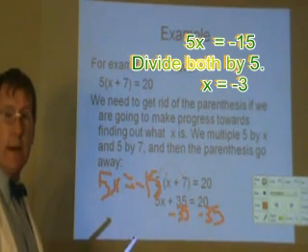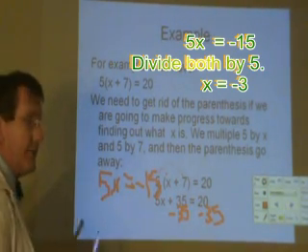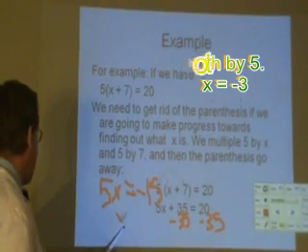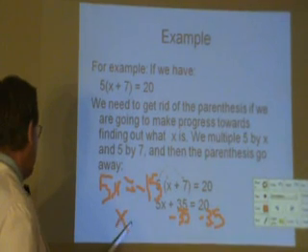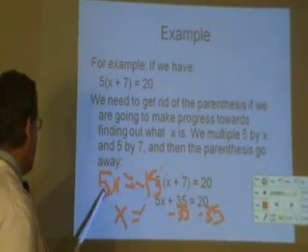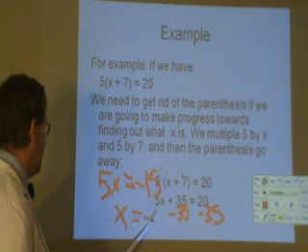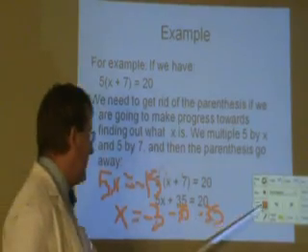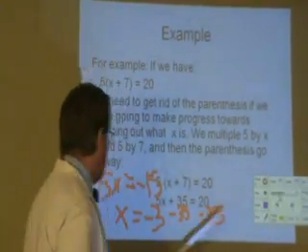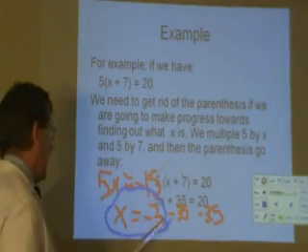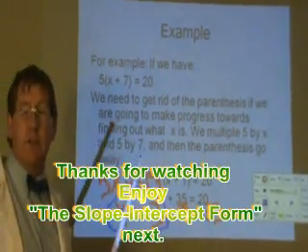Now in order to get x by itself, I would have to divide by 5 on both sides. That would give me x equal to negative 15 divided by a positive 5, which is negative 3. So you see, in this way, we can get to a final answer. And we're only able to do that through the distributive property.